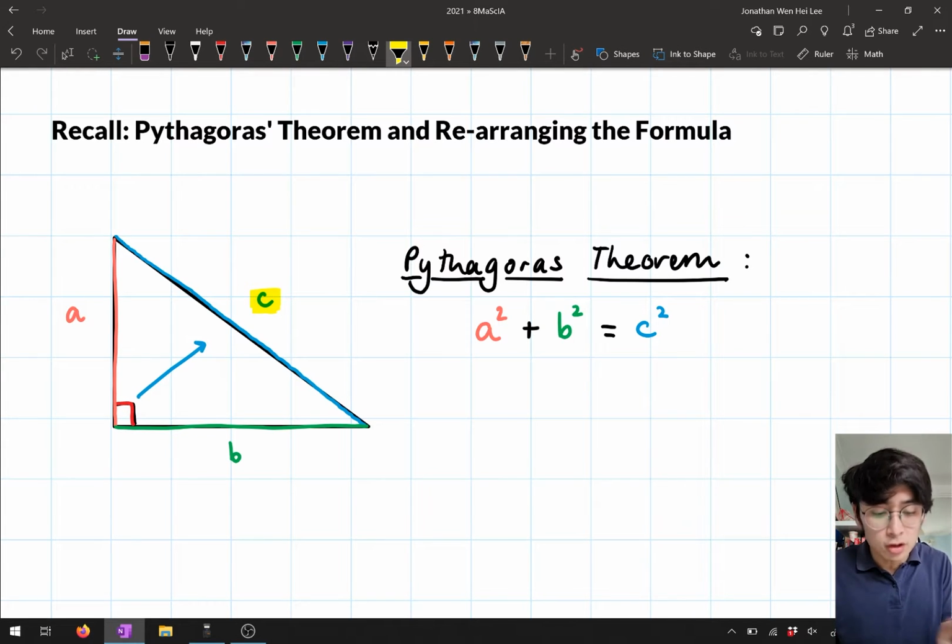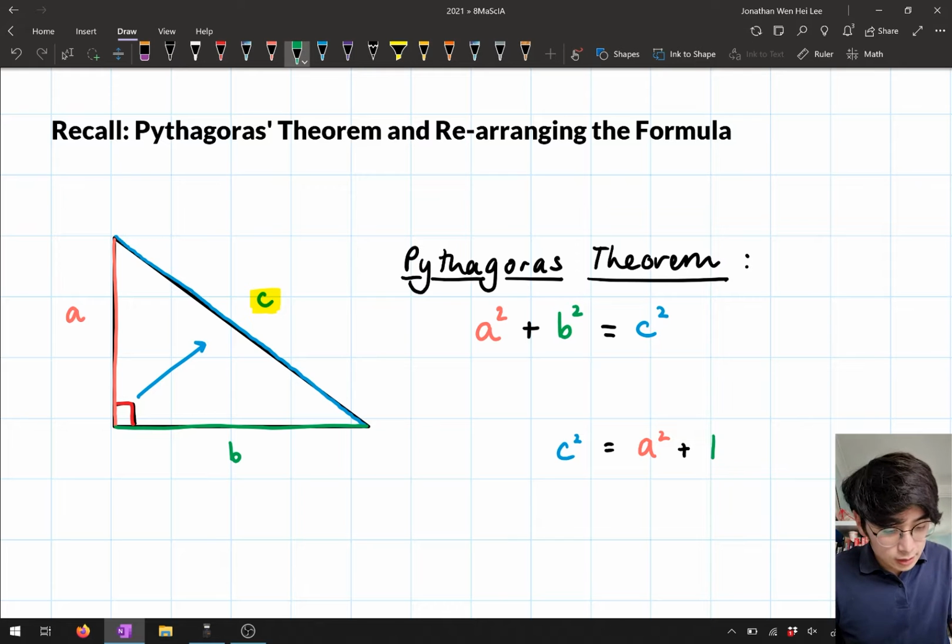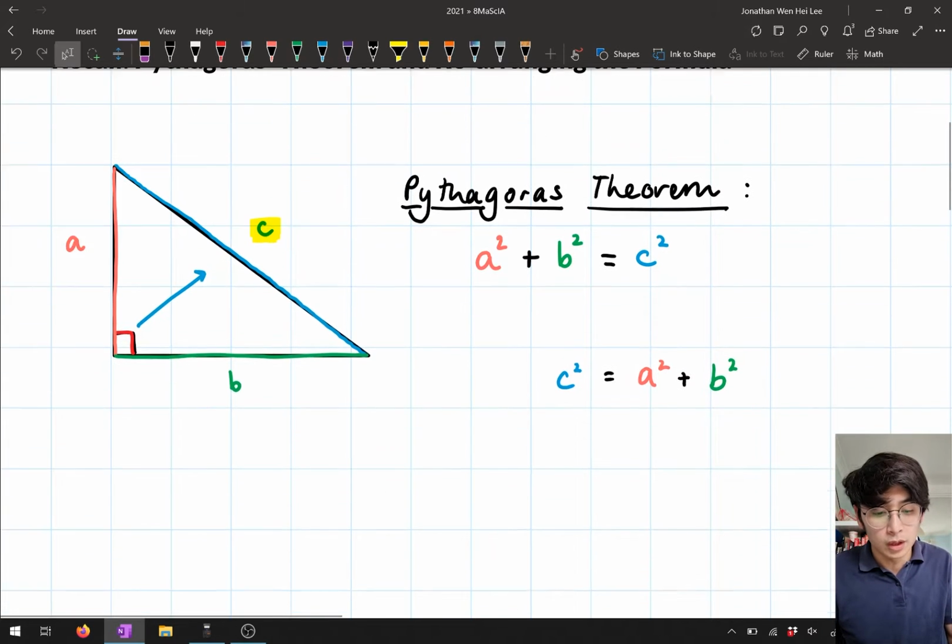So what I'm going to do is just rewrite this equation. This is the same rule, but I'm just going to swap the two sides of my equation. So here, I'm going to write c squared is equal to a squared plus b squared. All I've done is just swapped the two sides.